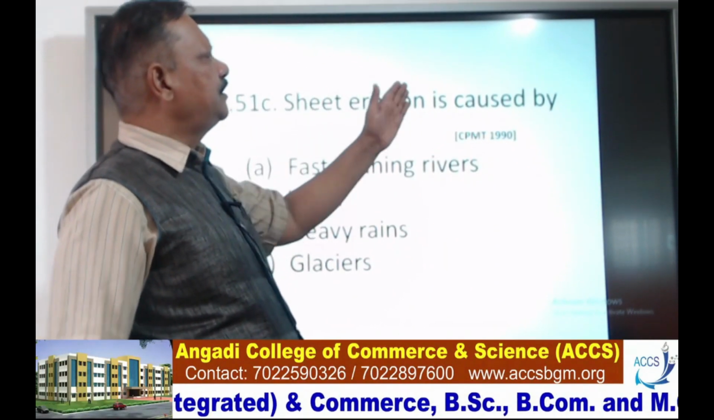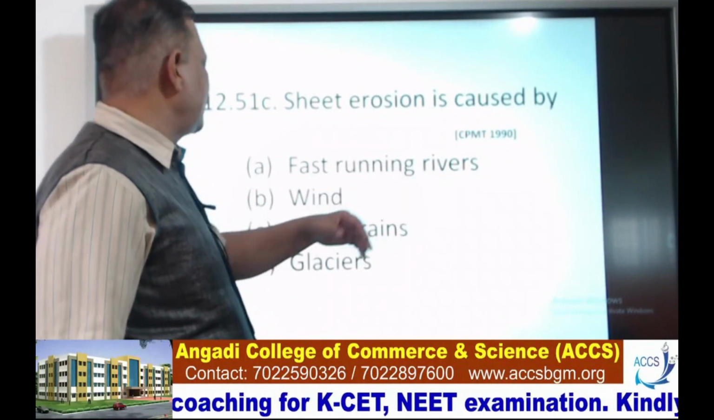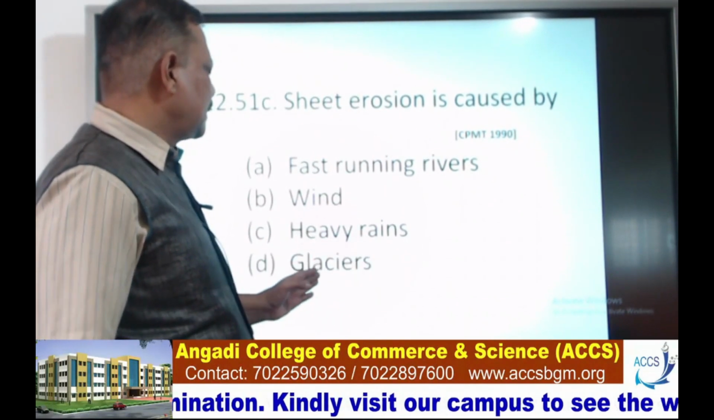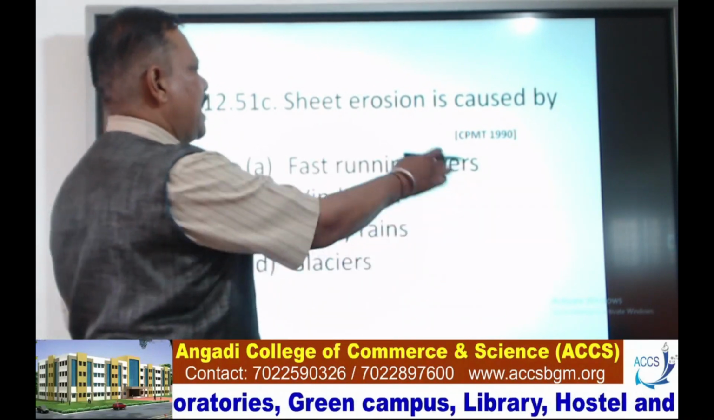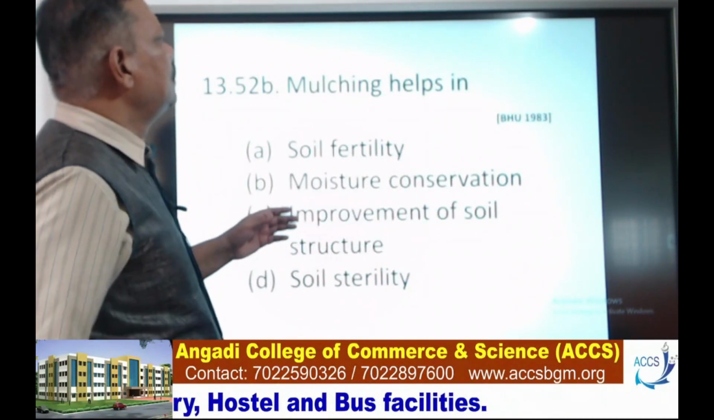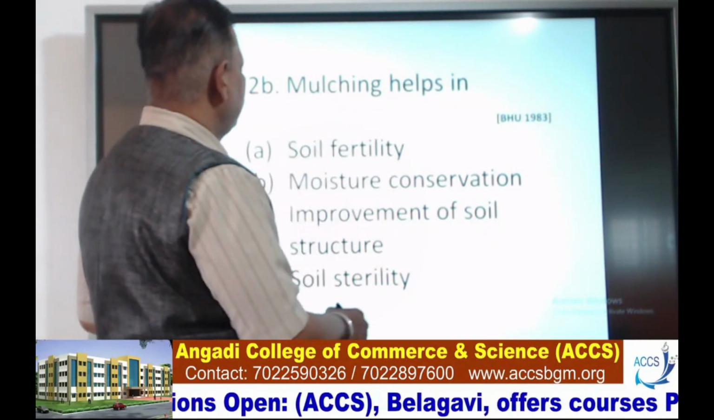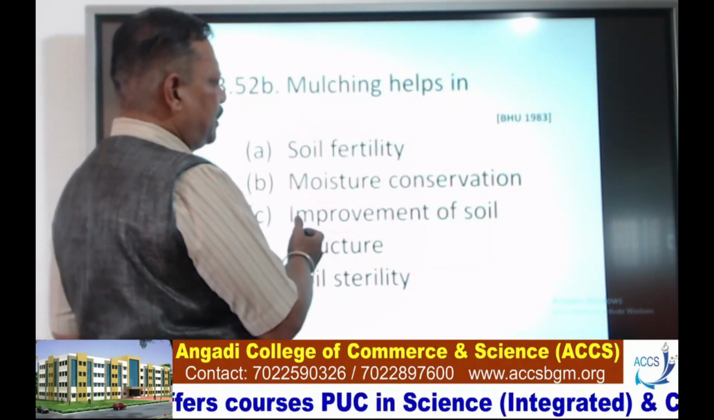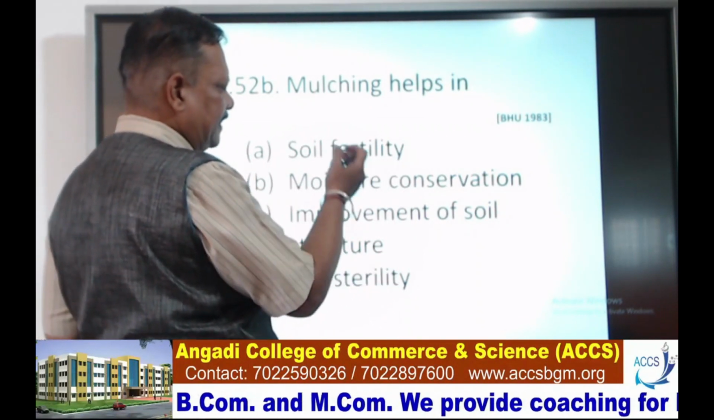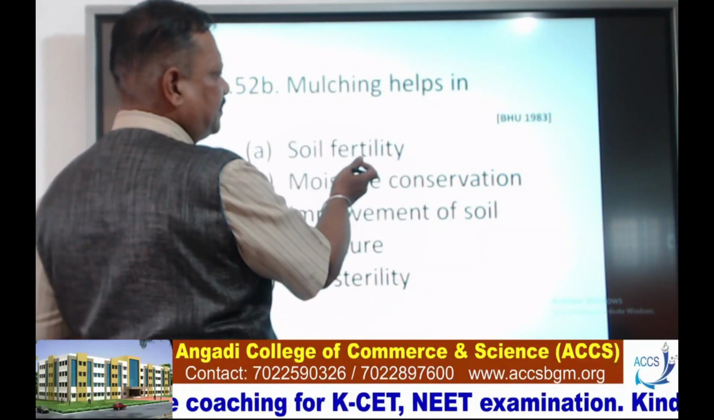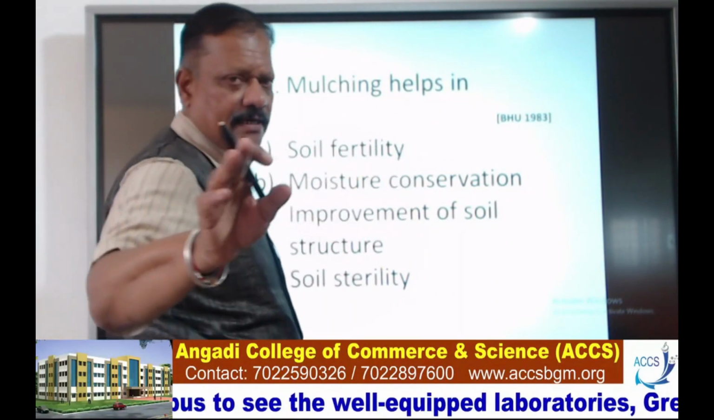Sheet erosion is caused by fast running river, wind, heavy rains, glaciers. It is due to heavy rains. So option C, heavy rain. Next, mulching helps in soil fertility, moisture conservation, improvement of soil structure, soil stability. It is helping in moisture conservation. That is option B. Moisture conservation is the right one.